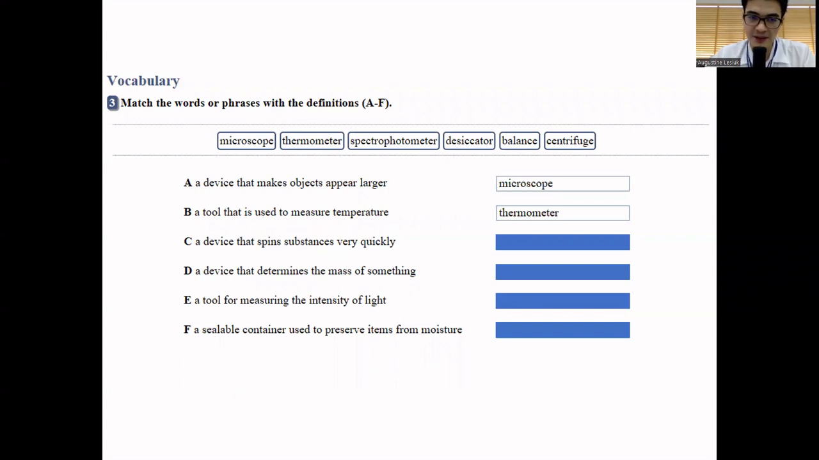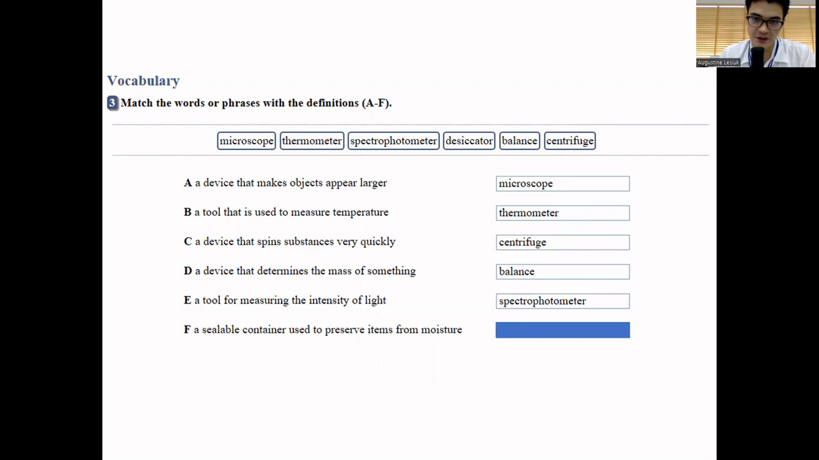Next one, a device that spins substances very quickly. We call that one a centrifuge. So as we mentioned earlier, a centrifuge spins things very quickly for the purpose of separating different materials. Next, a device that determines the mass of something. We call that a balance. So we find the mass of something by putting it on the balance and seeing what number the balance shows.